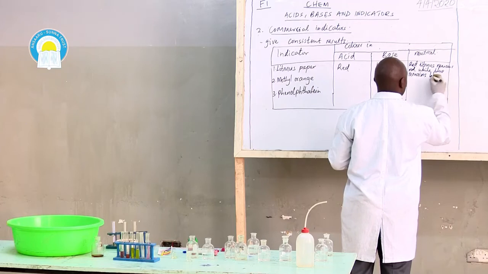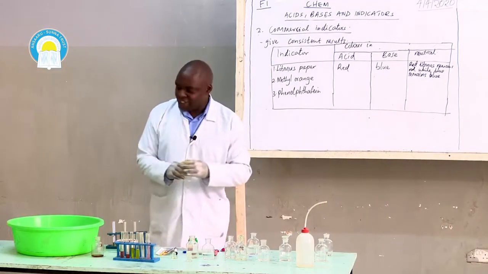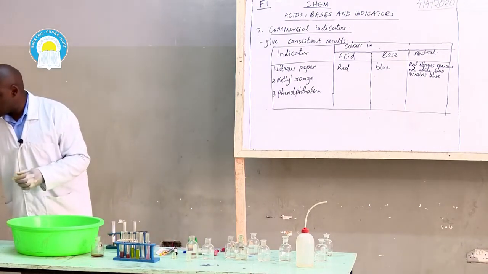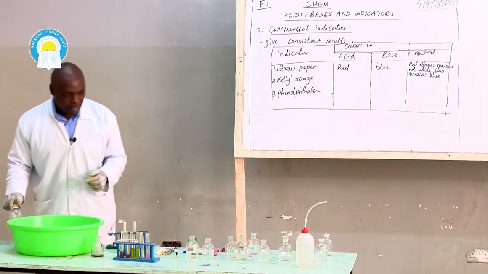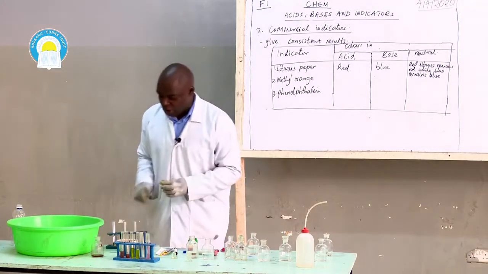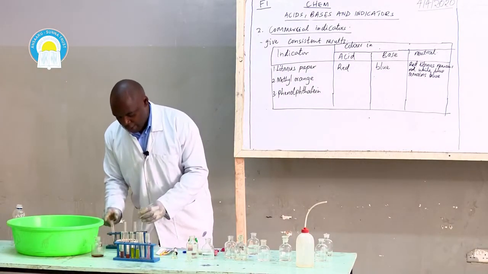We don't say there is no change on the litmus paper. We cannot observe nothing. We cannot observe no change. We can only observe that the color of the paper is not changing, but we cannot observe no change.